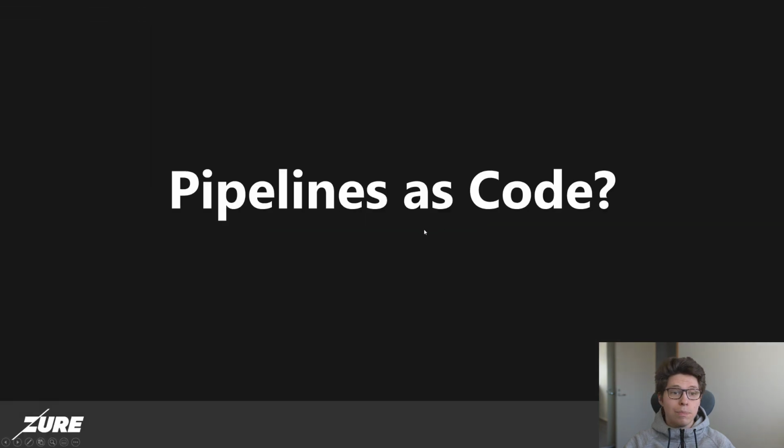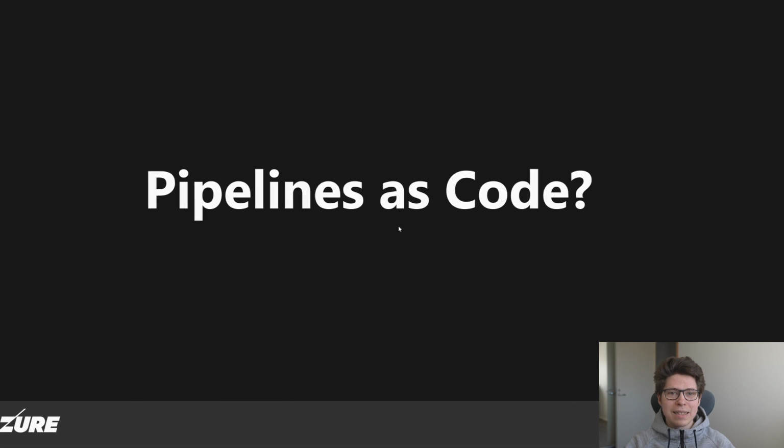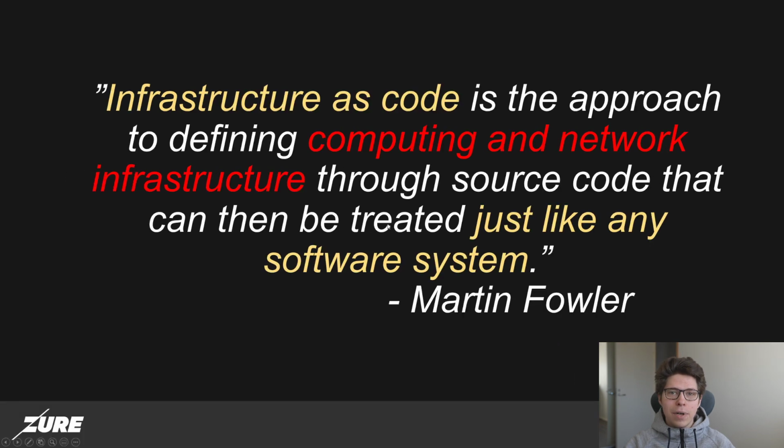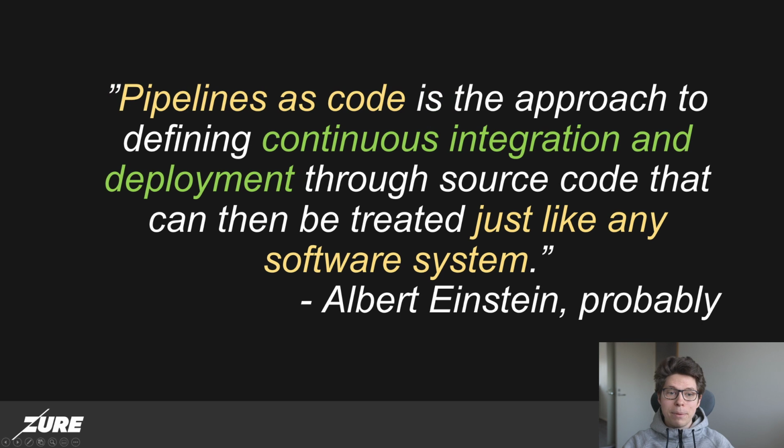All right. So pipelines as code then. What is that? Martin Fowler has said that infrastructure as code is the approach to defining computing and network infrastructure through source code, just like any other software system. So in a sense, pipelines as code is kind of similar, but you just define your continuous integration and deployment through source code. And this has many benefits that we will take a look at soon.